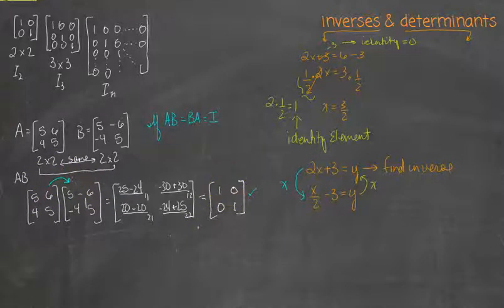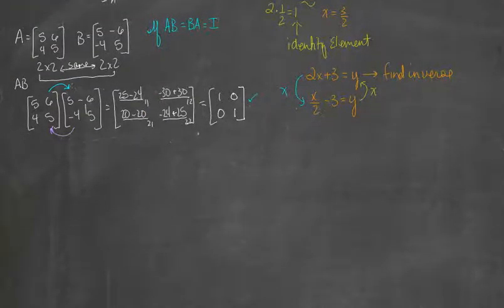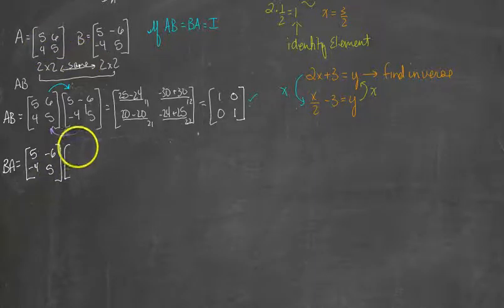So now I have to do the same thing in the opposite direction. And this time I'm not going to use the shortcut step. I'm just going to multiply. So this is A times B. So this time I want to do B times A. And B is 5, negative 4, negative 6, and 5. And A, 5, 6, 4, 5.